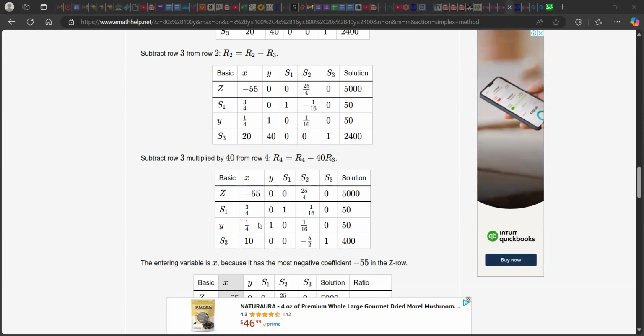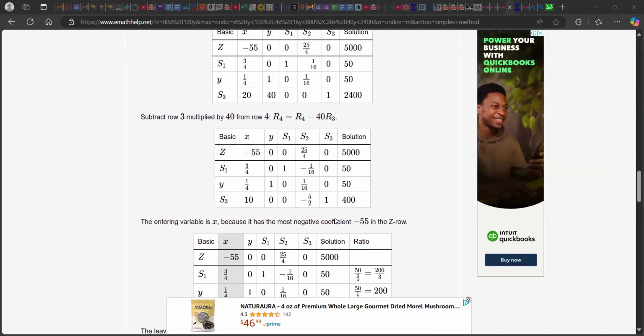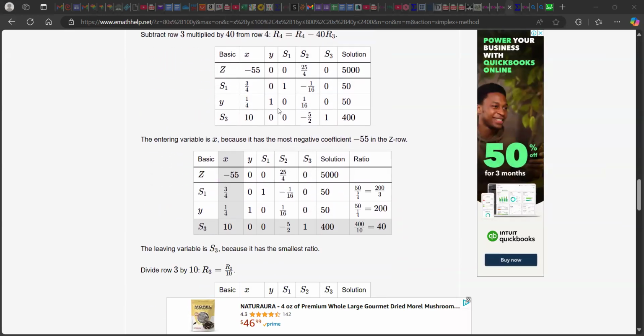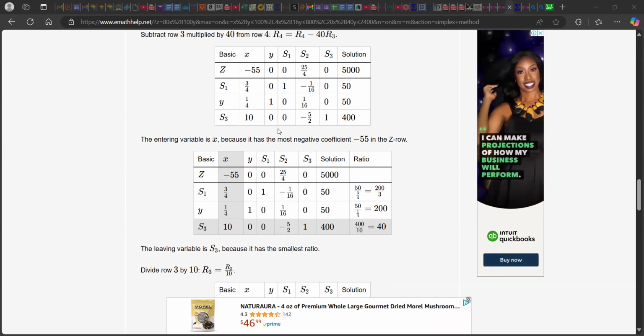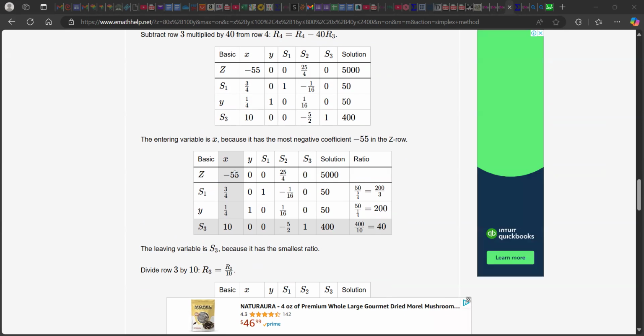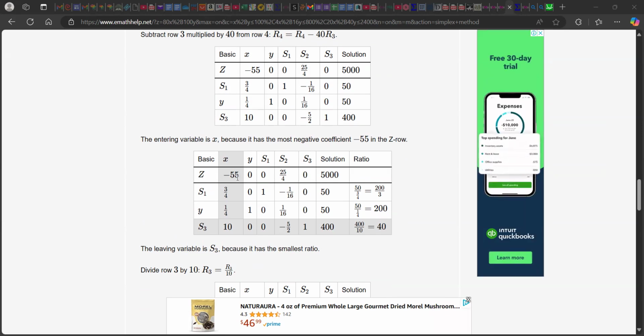So here it is. They went through that. Now you have to repeat this whole process, so you finish with this whole column here where only this one is non-zero and all the others are 0. That's your objective. The next step now is to look for another negative, the most negative in the Z row here. And you see minus 55.